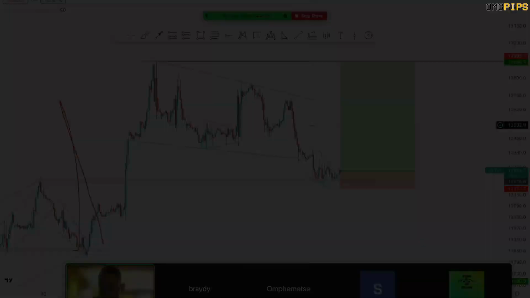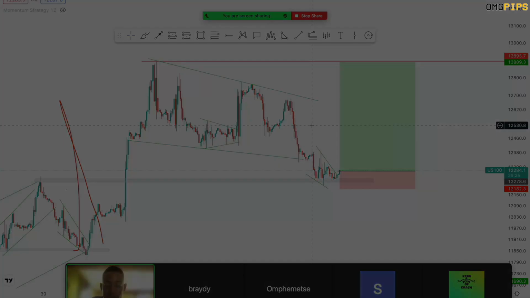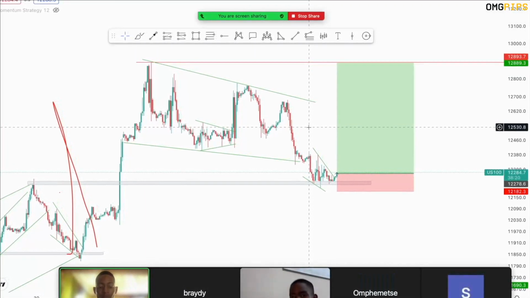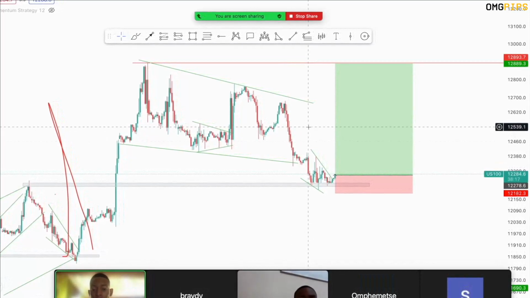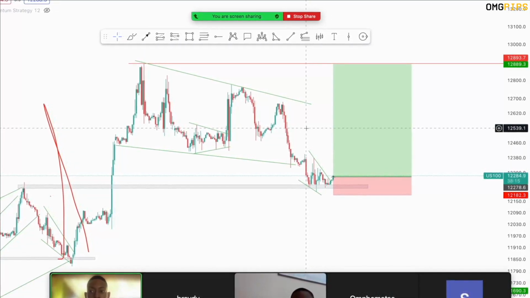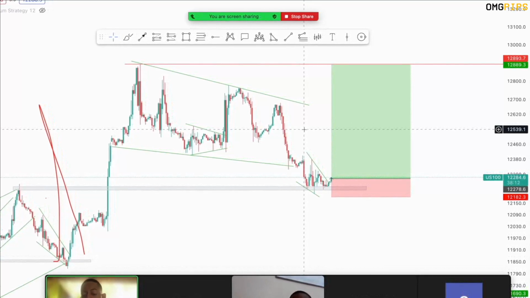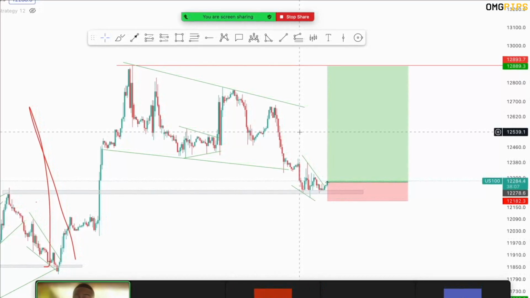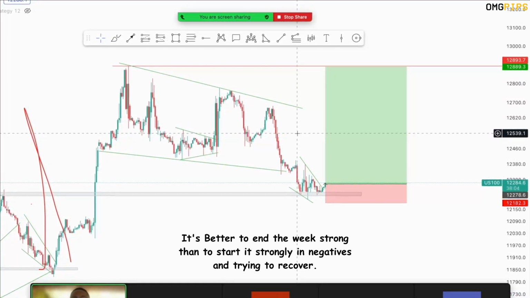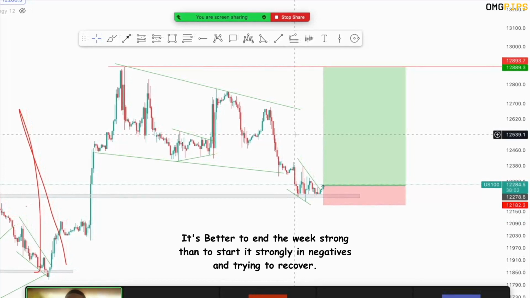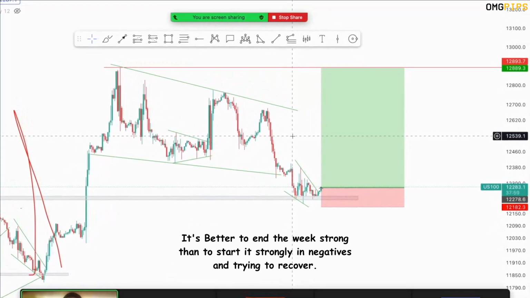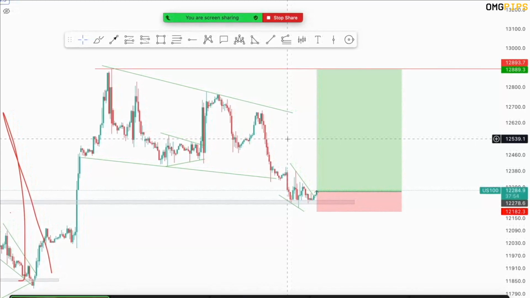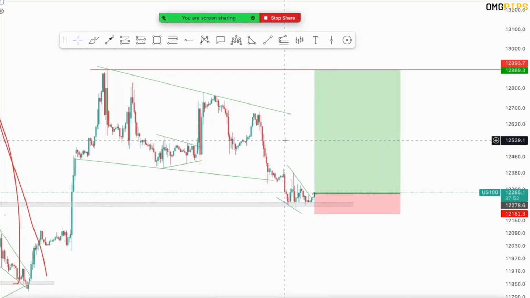But this trade is ready. It's actually a trade that I can share in the private team right now because it looks as ready as ever. And remember, we are starting a week, so the most important thing is to start the week with a cleaner mindset and start the week fresh. You shouldn't be focusing on trying to make as much as possible. In fact, when I start the week, I trade with very small contract sizes, because that allows me to be prepared for anything that can happen throughout the week. It's better to end the week strong than to start it strongly in negatives and try to recover. Imagine starting the week in negatives and working the whole week focusing on recovering instead of making your profit.